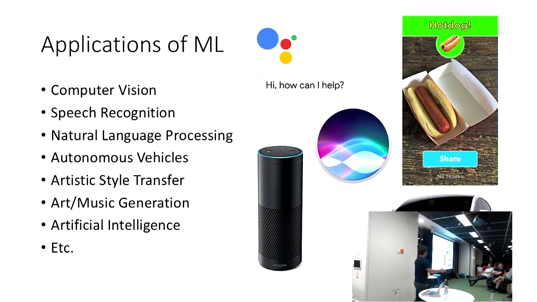So very quickly, applications of ML. There are lots of different types of application: computer vision, speech recognition, NLP, autonomous vehicles, artistic style transfer, really interesting stuff. You can train a neural network to imitate Monet: take a photo, and then you get that. I think there's an app called Prisma or something like that that does the same thing. Art, music generation.